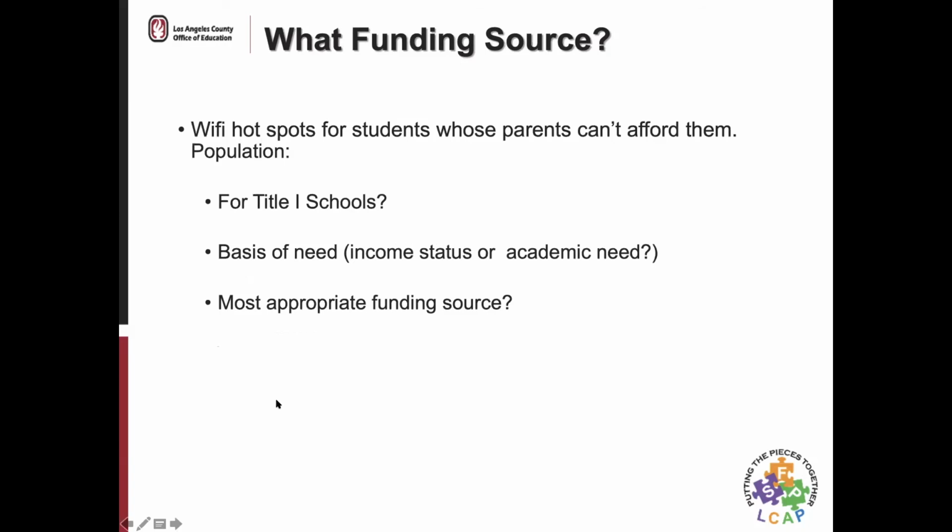Okay, Wi-Fi hotspots for students whose parents can't afford them. We've seen a lot of this, okay? Who's the population? All right. Low income. Again, we're looking at parents who can't afford them. Say anything about Title I schools? Don't see it. No. So is the basis of the need income or academic? Income is the basis of the need. They're poor. Most appropriate funding source? Once again, your proportionality for LCFF.